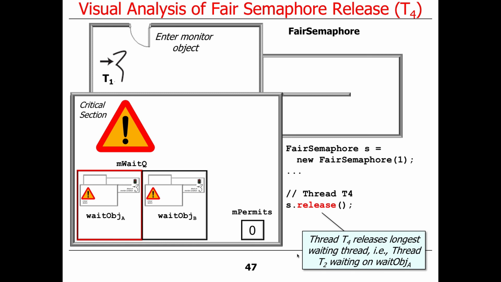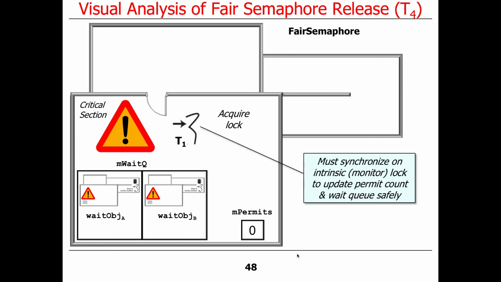So it's just the 4th thread, and what thread T4 is going to do is call release. The intent of release is to make sure it releases the longest waiting thread. In other words, in this case, thread T2, which is waiting on wait object A, at the head of the queue. So how is this going to work? As always, anytime we want to access shared state, like check the permit count or the wait queue status, we first have to grab the intrinsic monitor lock for the fair semaphore. We need that because these are shared mutable state. We don't want them to be corrupted. All the usual reasons to use synchronization.